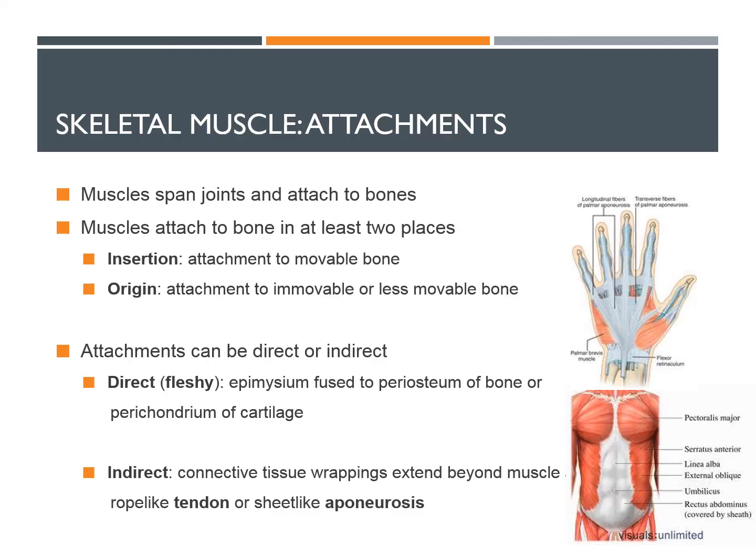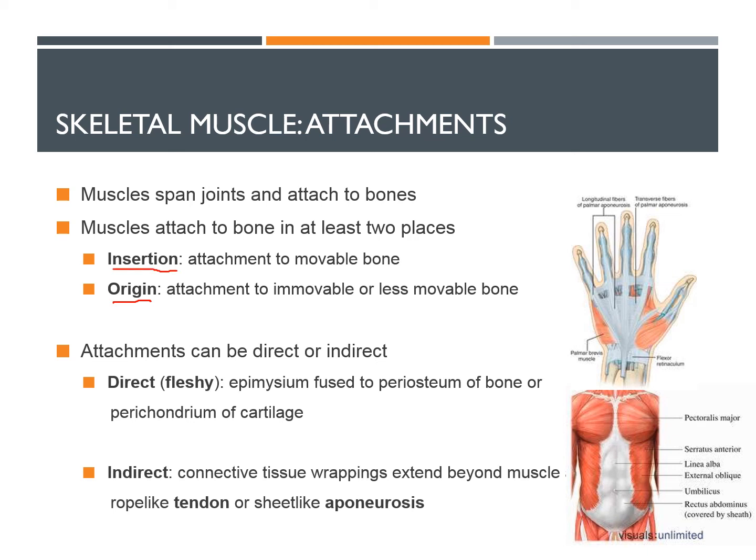Muscles extend across joints and may attach to bones. When muscles attach to bones, they attach in at least two places. We describe the point at which a muscle attaches to an immovable or less movable bone as the origin. The end of the muscle that attaches to a movable bone is called the insertion.